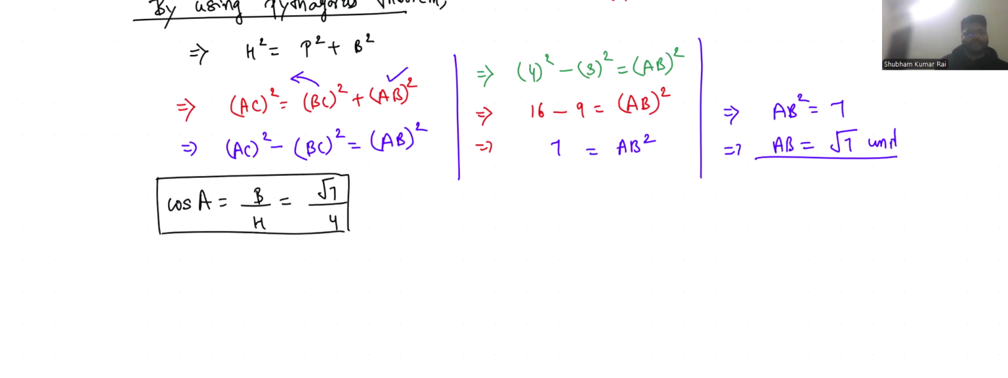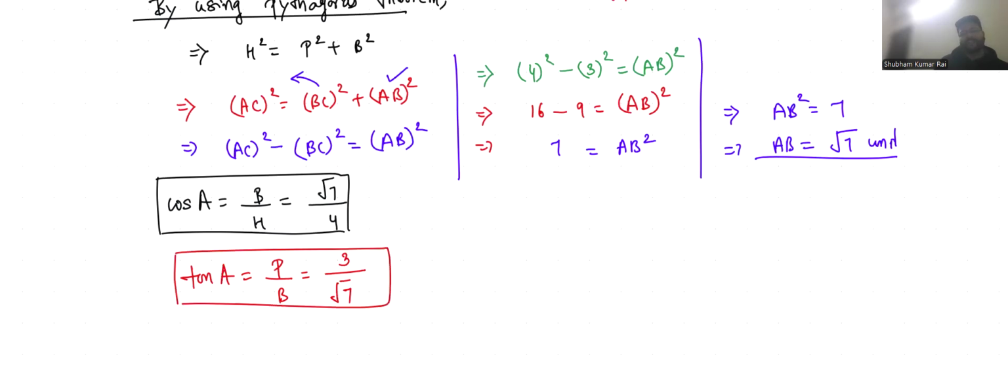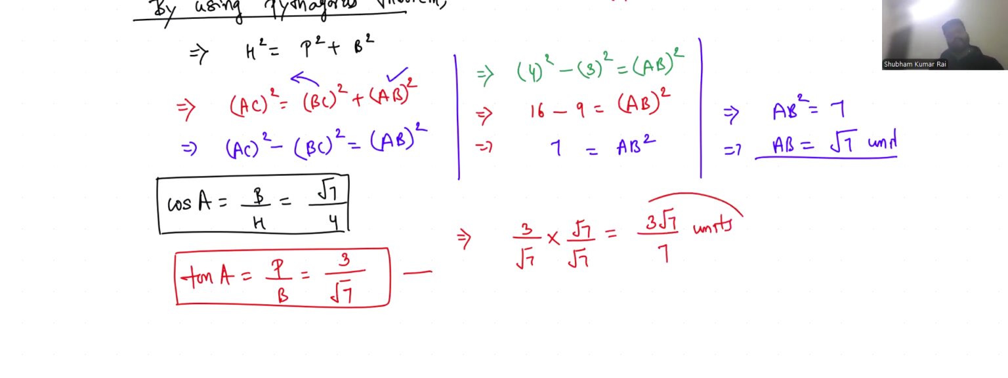Now, if I want to know tan A, what's the formula? That is perpendicular upon base. What was the perpendicular? We have got the base as root 7 and the perpendicular was 3. So the trigonometric ratio that we have got for tan is 3 upon root 7. Can we leave it like this? We have to rationalize it. That will be better. So root 7 will be rationalized, right? So here we will get 3 root 7 upon 7 units. I hope it is very clear to each and everyone. So here our first question ends.